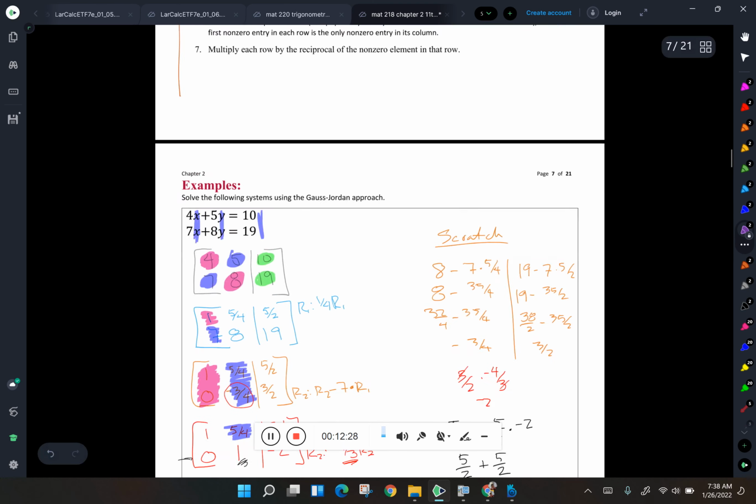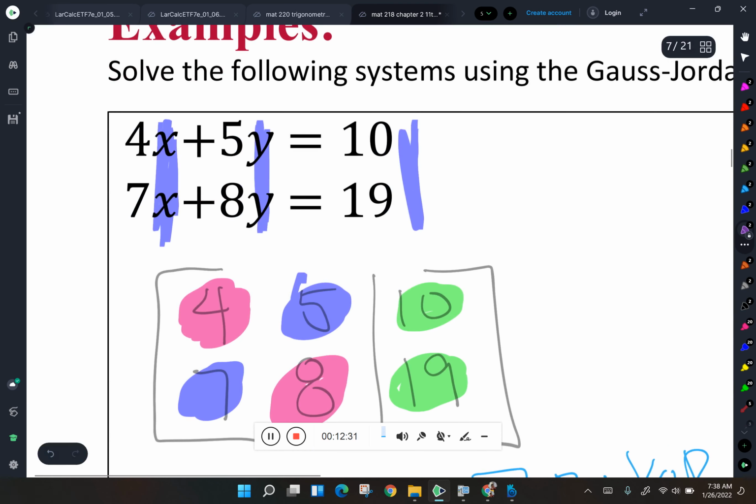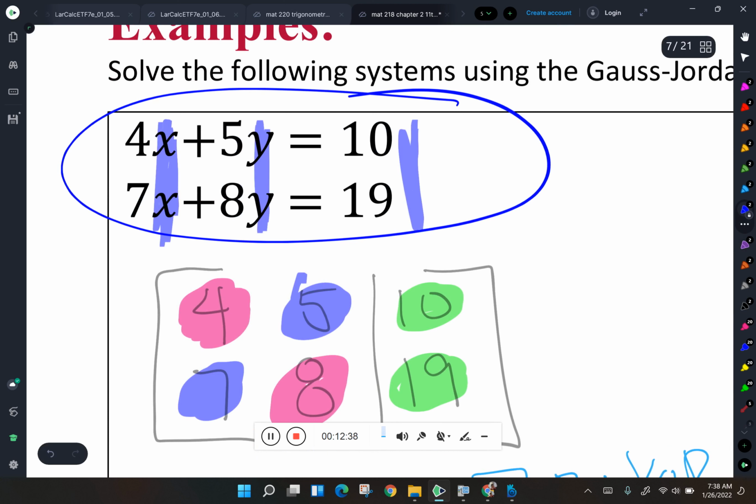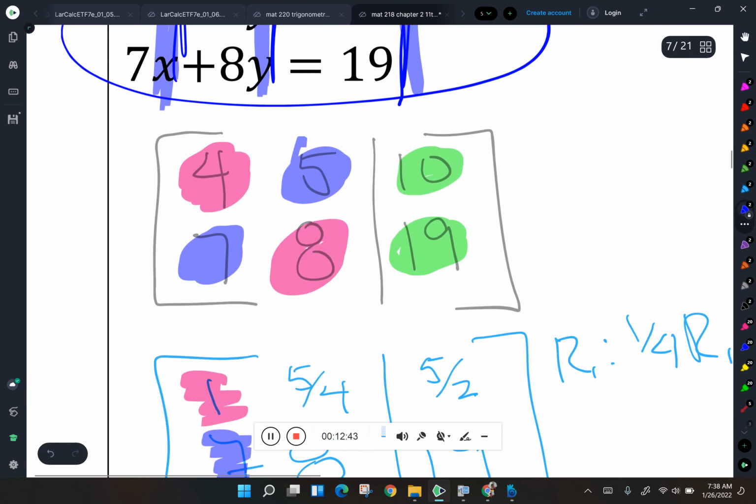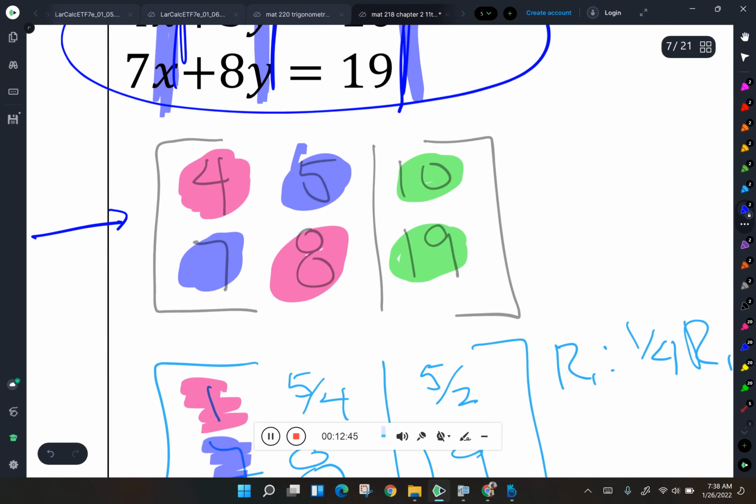So let's just run through it again. Okay? Step 1 was to take our matrix and rewrite it. Actually, this is technically step 2. Step 1 is to make sure that it's written correctly. That is, the variables are lined up and the constants are on the right. Step 2 was to write it as a matrix.